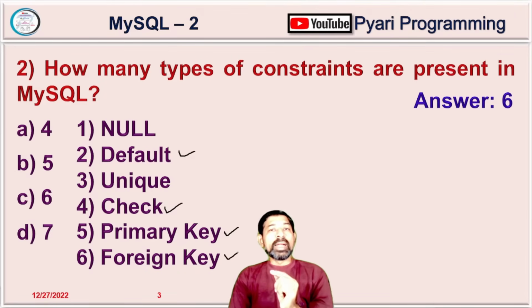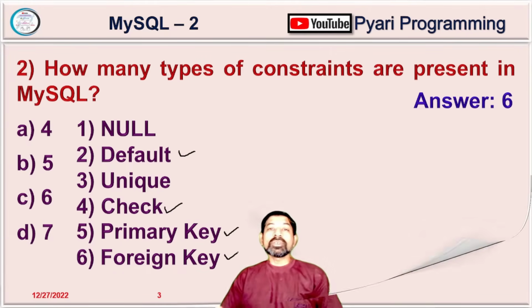When I want to delete it, it will restrict me because its related records are available in another table as a foreign key. So before deleting the primary key record, I have to delete the records that are available in other tables as a foreign key. So again, it is a constraint.